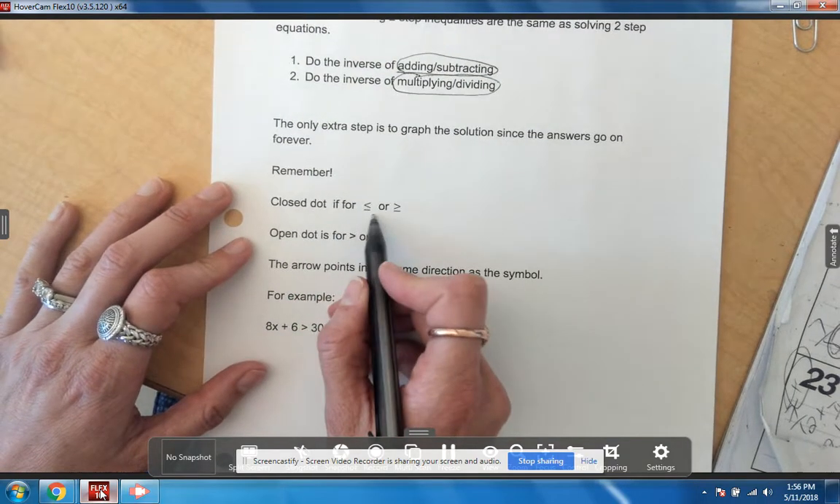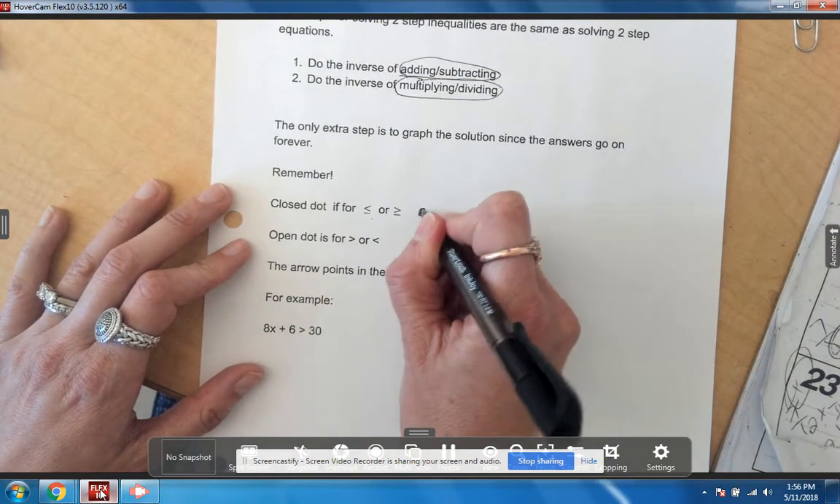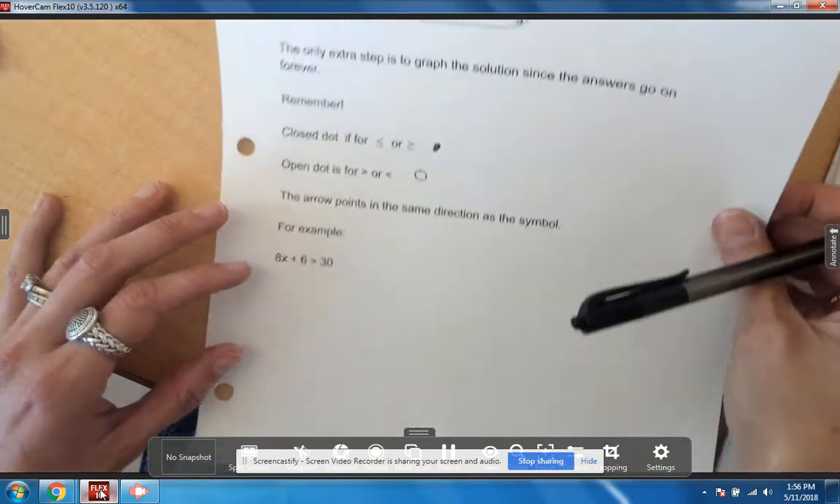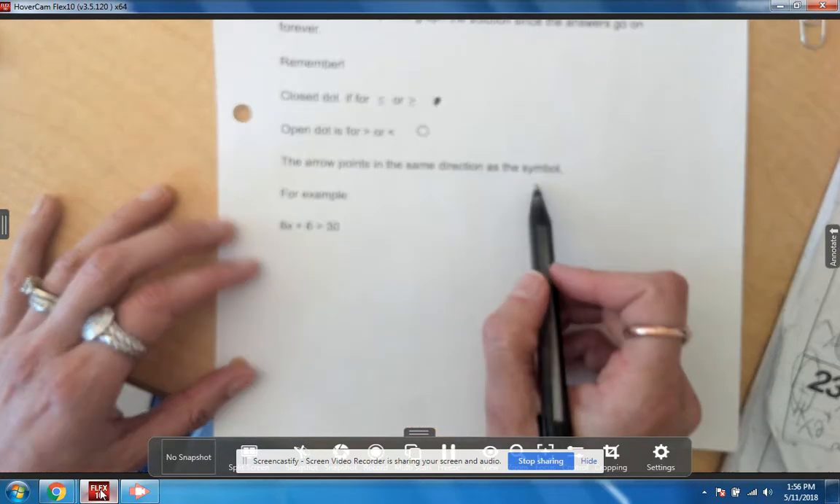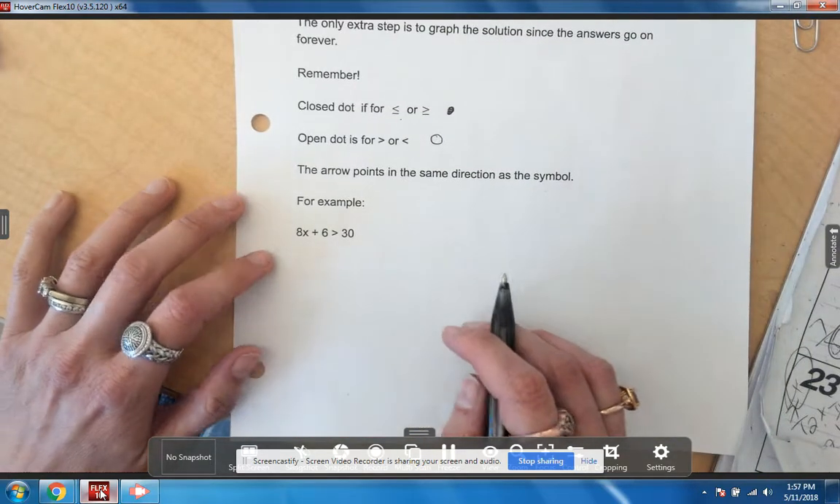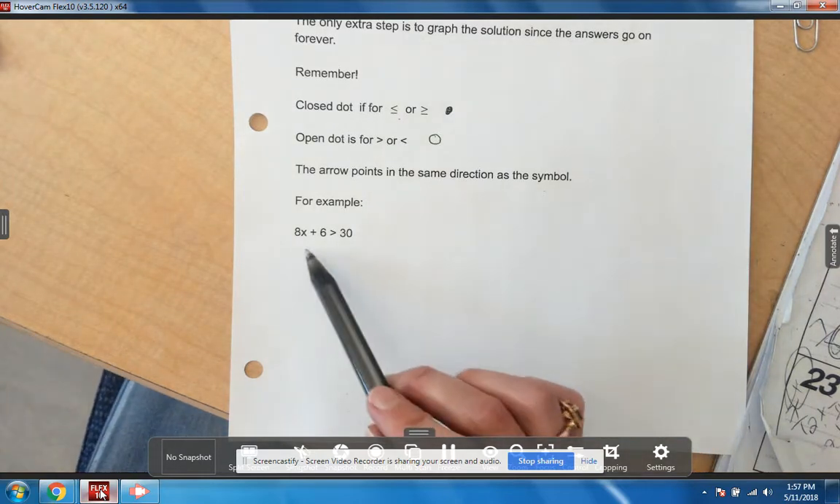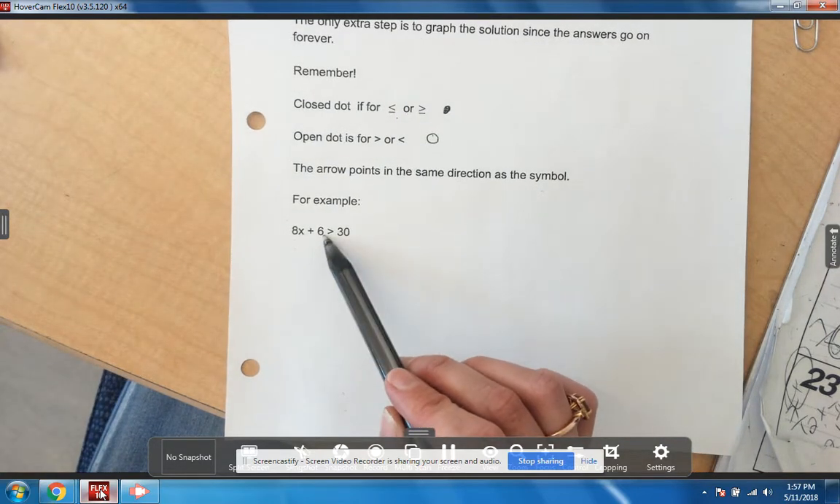Closed dot for this symbol, that's when you color it in. Open dot if it doesn't have part of an equal sign. Okay, and the arrow points in the same direction as the symbol like before. So let's take a look at this one. So this has two steps because there's two operations. There's multiplication in this case, and there's addition.